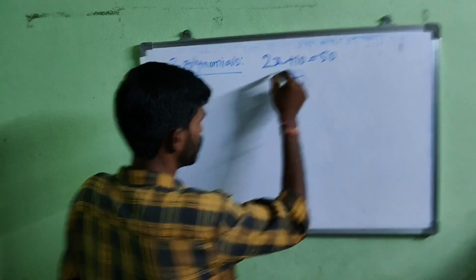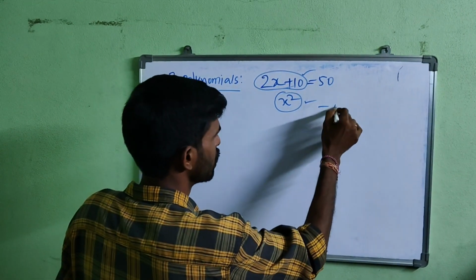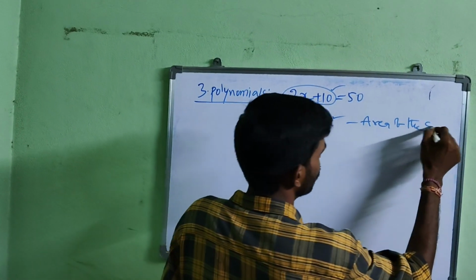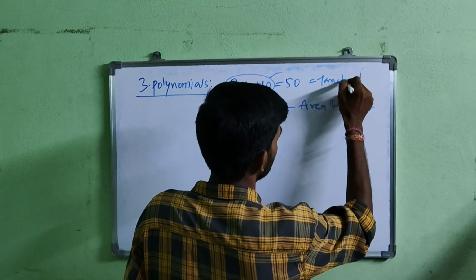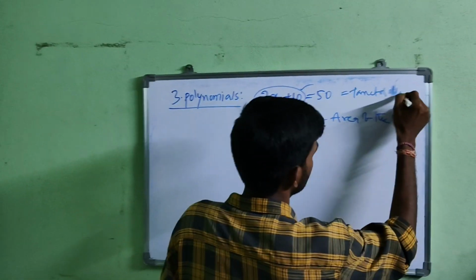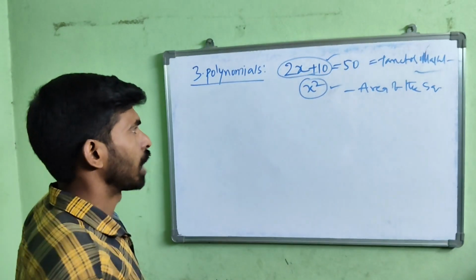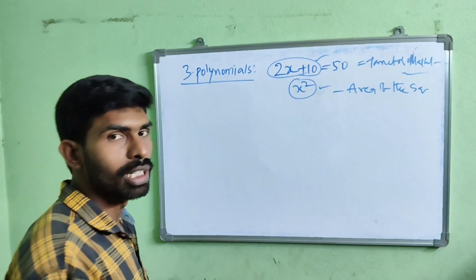And another equation, x square, is also there, right? We have seen these two expressions. This is the area of the square and this is the tomatoes in the market, right? Now these are natural, general examples in our day-to-day life, right?